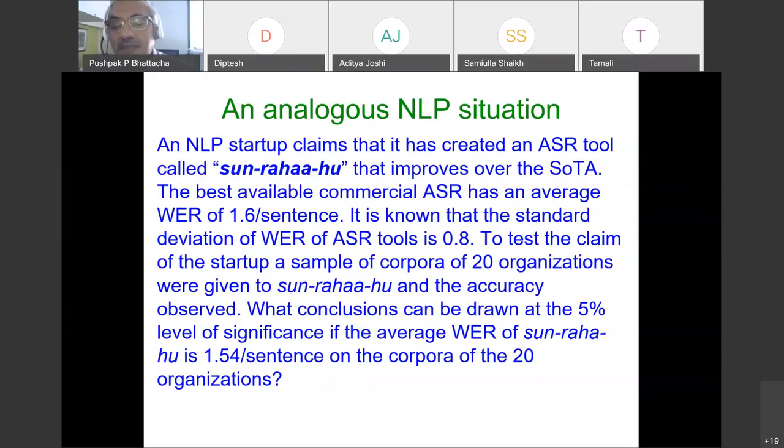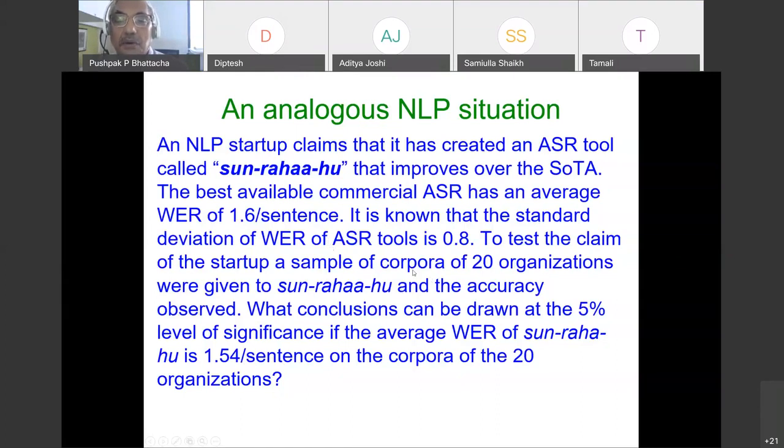So same is the case of this ASR tool called Sun Raha Hu, which brings down the word error rate in general. And currently, for 20 situations, the word error rate is 1.54 per sentence. So what claim can I make? How can I believe the performance of this ASR company? And can I believe the cigarette company?